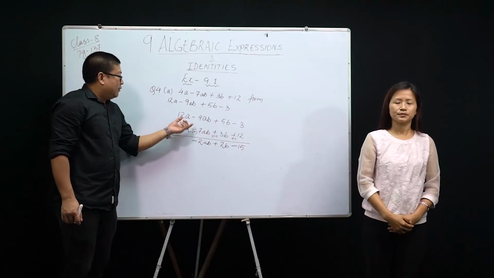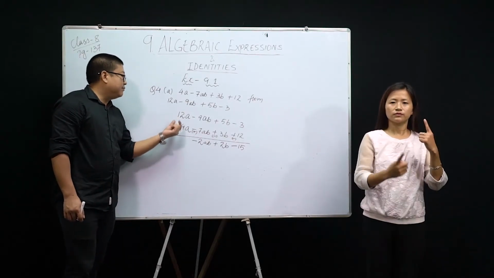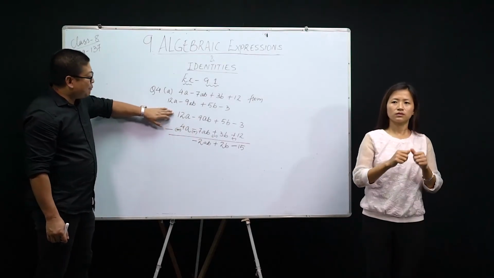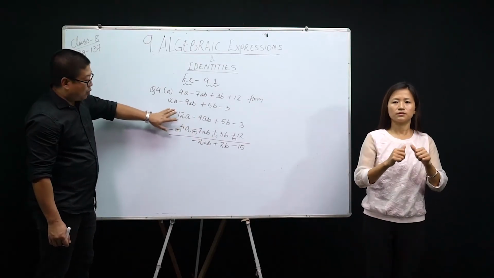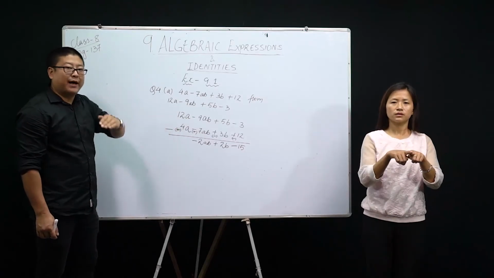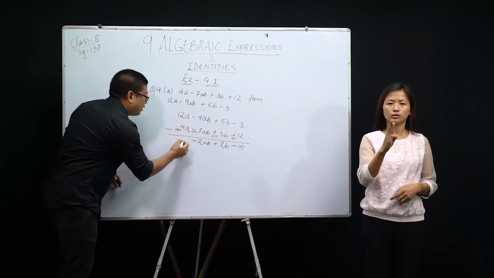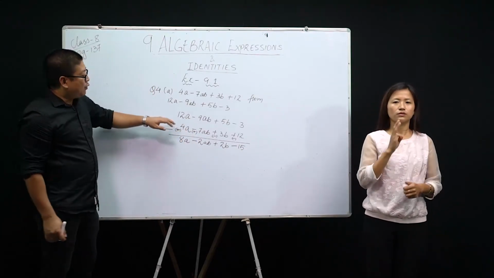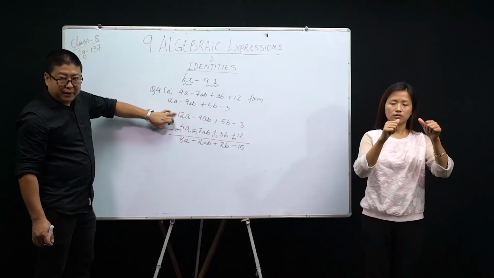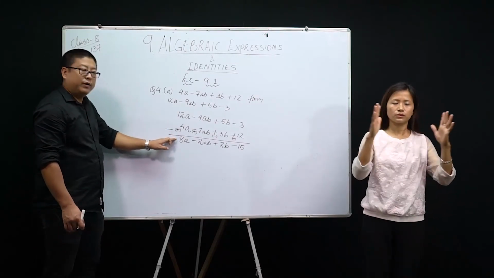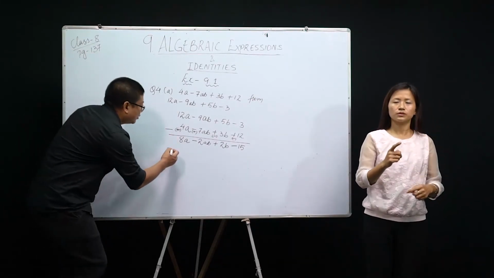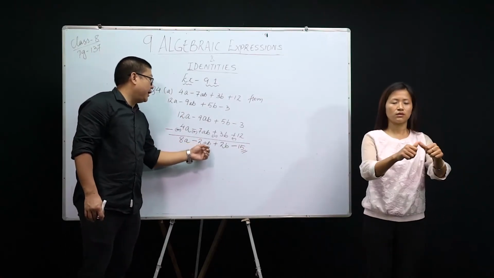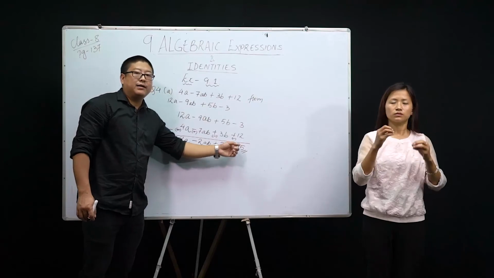Finally, if you come to the last term, 12a, 4a. No sign is given, which means it is plus. Here it is minus. So plus and minus means you will subtract. 12 minus 4 will give you 8. a will remain as it is. 12 is bigger and 12 is plus, so it will become positive. So this is your final answer: 8a minus 2ab plus 2b minus 15.